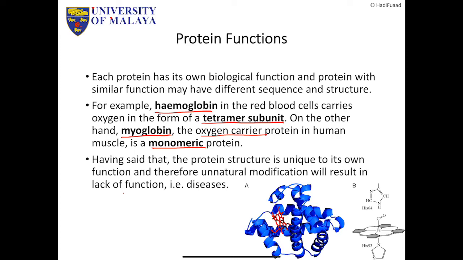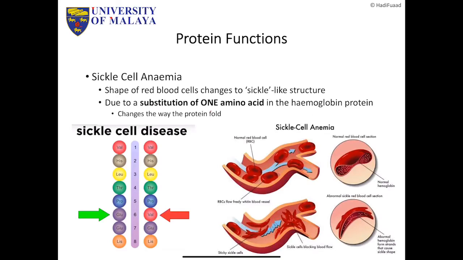Okay, but a modification can also result in lack of function or in a disease. For example, a disease called sickle cell anemia. A normal red blood cell looks like this. If you draw it sideways, it's kind of concave on both sides, like a bulging donut. People that develop sickle cell anemia have red blood cells that look like a sickle, like a crescent moon.